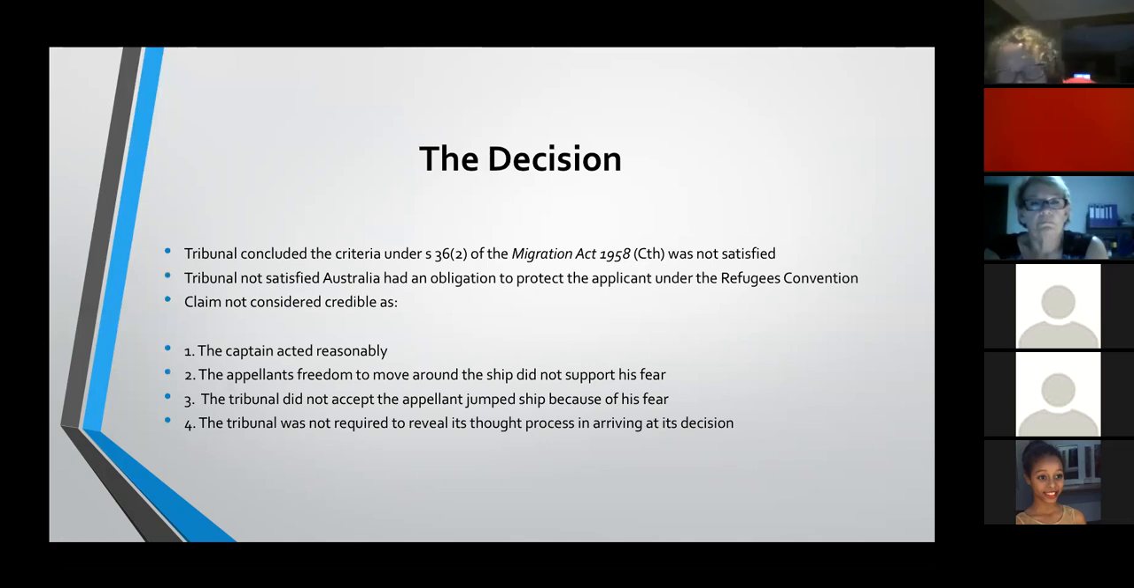The fourth ground was dismissed as although the tribunal accepted its requirement to reveal its decision, it did not accept that it was required to reveal its thought process in reaching the decision. Judge Graham found no error in the tribunal's conclusions and dismissed the case with costs.